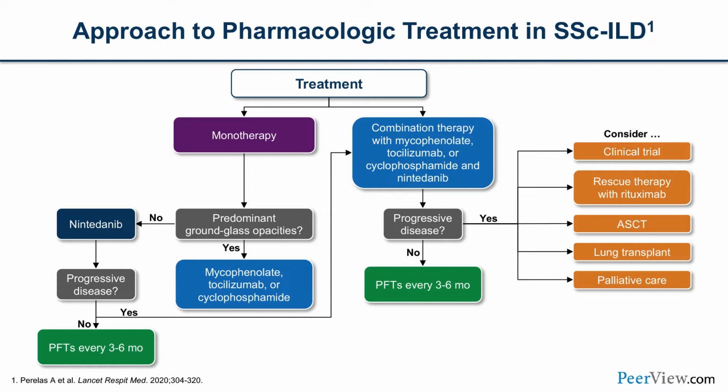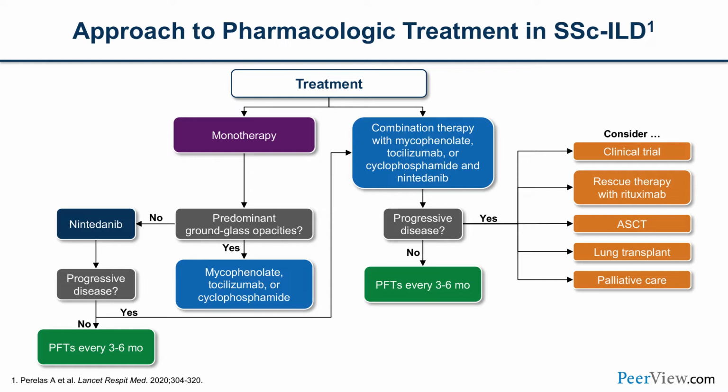Are we seeing more a fibrotic phenotype? Or are we seeing more inflammatory ground glass-like phenotype on the high-resolution CT? Do we have other features systemically in their disease that may point us in the direction of immune suppression starting out of the gate? And that's usually the presentation that we see in patients.